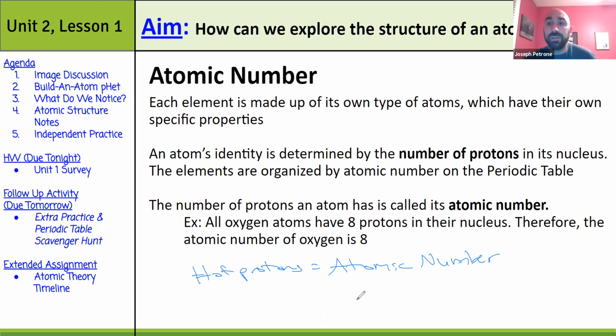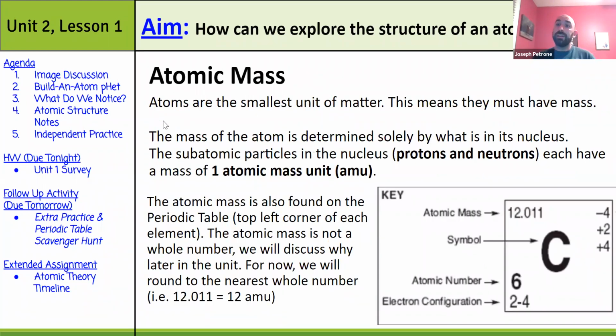And this number gives the element certain properties. The next thing we're going to look at is the atomic mass. So atoms, we have defined previously, are the smallest unit of matter. Because they are a piece of matter, they must have mass. The mass of the atom is determined solely by what is in its nucleus. And you probably saw that in the PhET simulation we went through earlier. So those subatomic particles, the protons and neutrons, those added up give you the atomic mass.